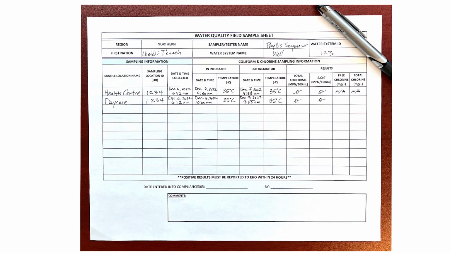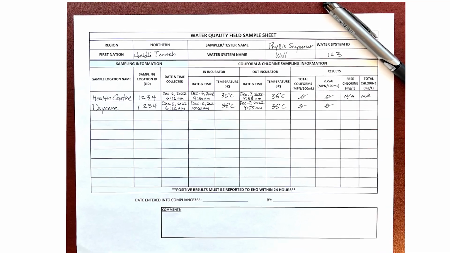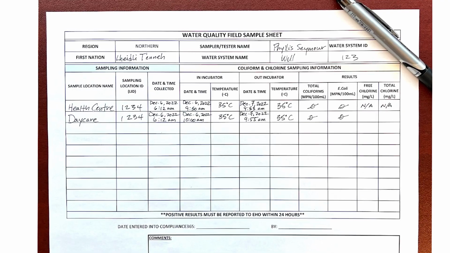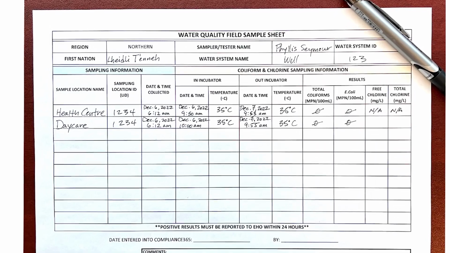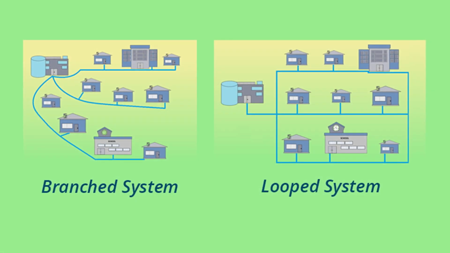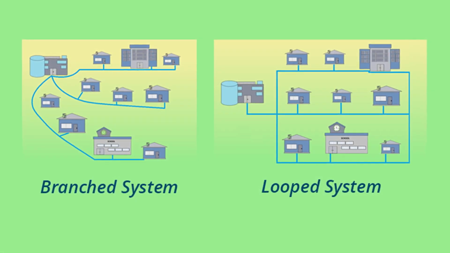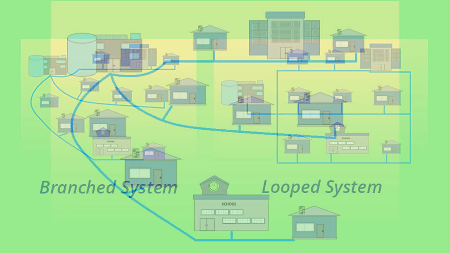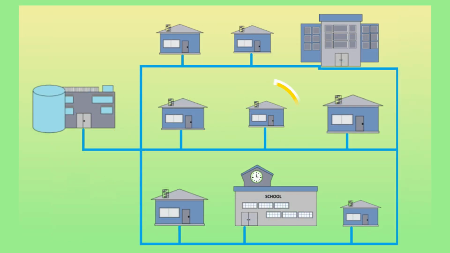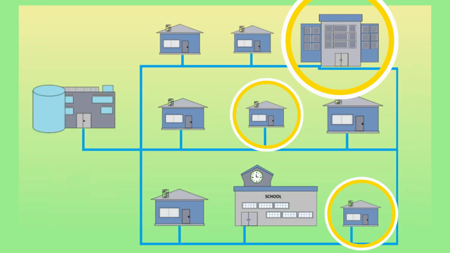We try to select locations that you will always have access to, and we try to sample from the same locations each time for consistency. Pre-filled field data log sheets can be created to make things easier. The following two figures illustrate branched and loop distribution systems. Samples should be collected at the end or the furthest point possible of each line in a branched distribution system, and at the middle and the furthest point in a looped system.